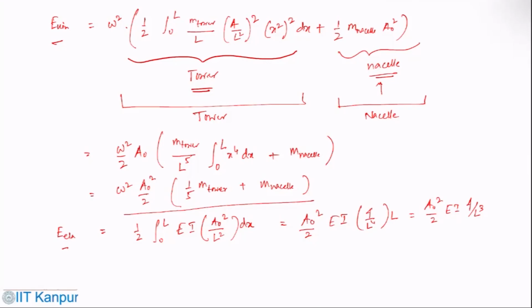So now if we equate the kinetic and elastic potential energy, we have omega square, m tower by 5 plus m nacelle, equals 4 EI by L cube. So this is what we get.